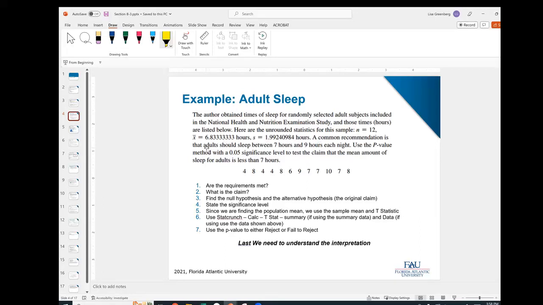A common recommendation is that adults should sleep between 7 and 9 hours each night. Use the p-value method with a 0.05 significance level to test the claim that the mean amount of sleep for adults is less than 7 hours. So the first thing we have to do is figure out, do we meet the requirements? What were the requirements? Well, one of them is that it has to be from a random sample. Well, randomly selected adults. We have one of the requirements. The other requirement is going to come from the data.